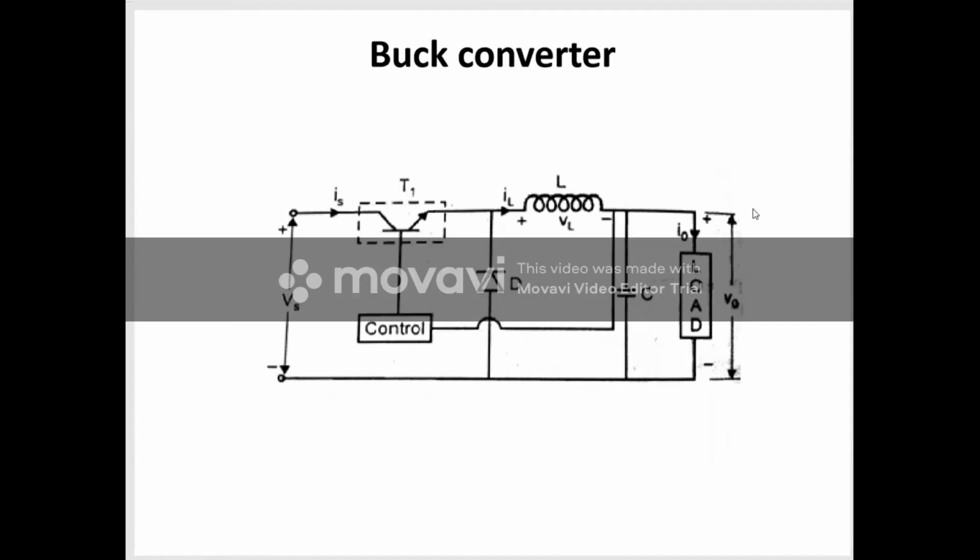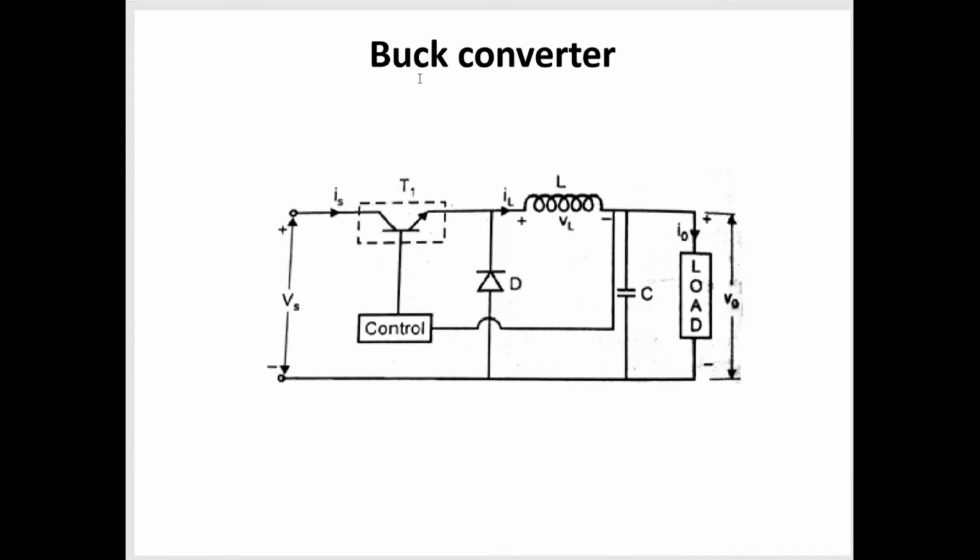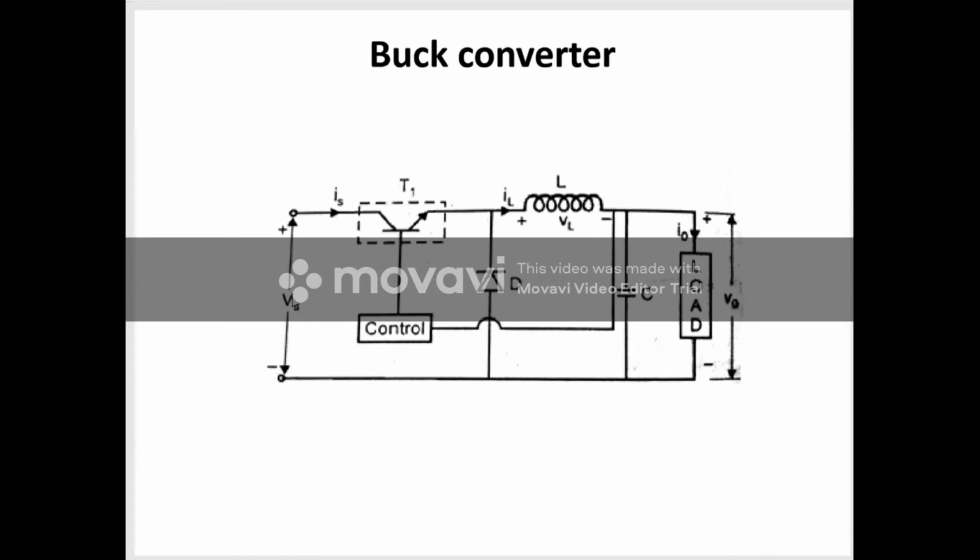For the buck converter, what are we going to prove? We are going to prove the output voltage V0. Buck converter is a step down converter. A step down converter means the output DC voltage is less than the input DC voltage. So V0 equals some fraction of Vs, and we can prove that analytically.